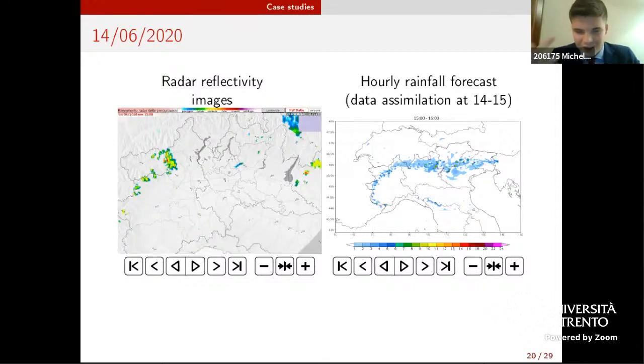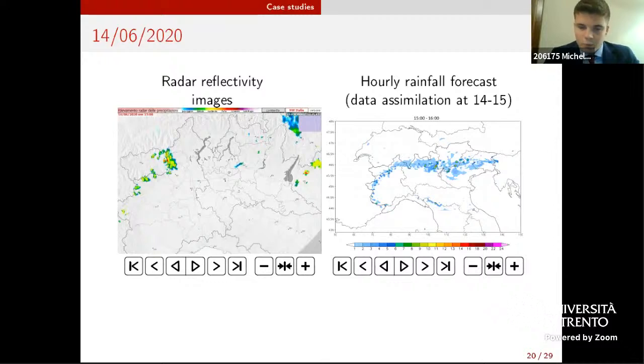For example, for the first event, we assimilated at 14 and 15 o'clock. But we also assimilated previously, for example at 12 and 13 o'clock, and in that case there wasn't an improvement in the forecast. So we decided to continue assimilating at 14 and 15 o'clock.